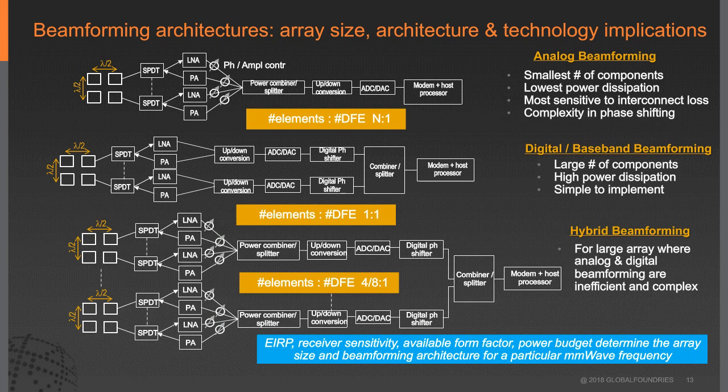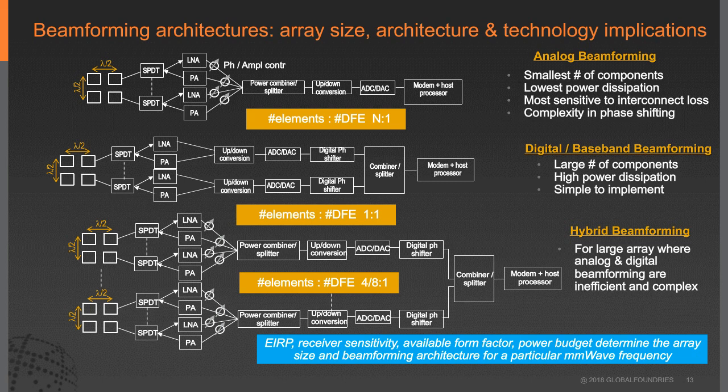In digital beamforming, you do that in the digital domain. So you have the phased array element followed by the front end, and then for each element of the phased array, you have up and down converters, ADC DACs, and a digital phase shifter. You convert from RF to baseband, and then you do digital phase shifting, and then you combine it and give the signal to your baseband processor.